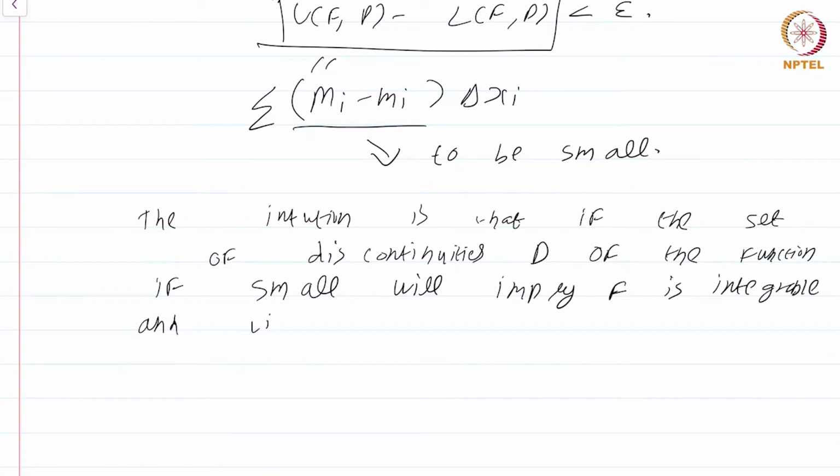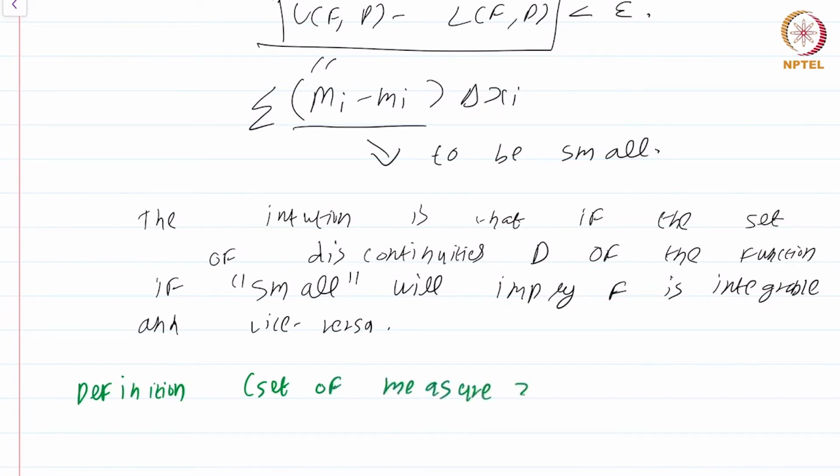Now, the only problem is this word small that I have written should actually be in quotes, because what exactly is a small set? There's a precise technical condition called being a set of measure 0 that captures this. This is the definition of a set of measure 0. This will intuitively capture the fact that a set S is a small set.